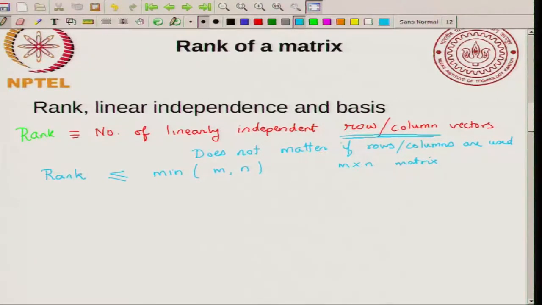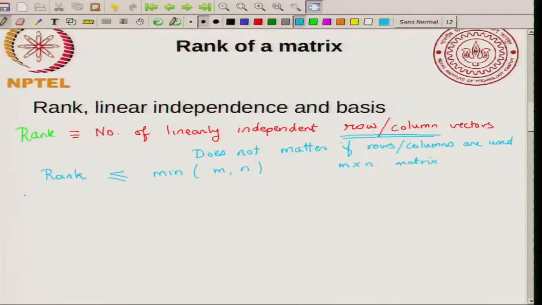Okay. So now this is what tells you the rank, and you can immediately see that since we already said that the maximum number of linearly independent vectors is equal to the basis. So the maximum number of linearly independent vectors in any space is basically the number of vectors in the basis. If you look at a vector space and you consider various vectors in that space, then the maximum number of linearly independent vectors is related to the basis.